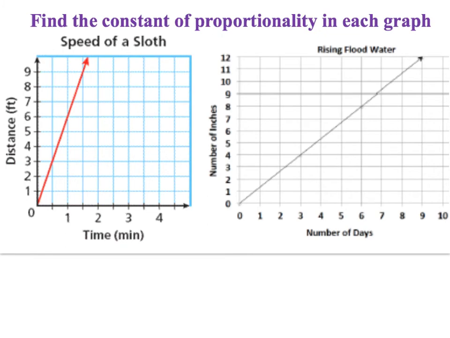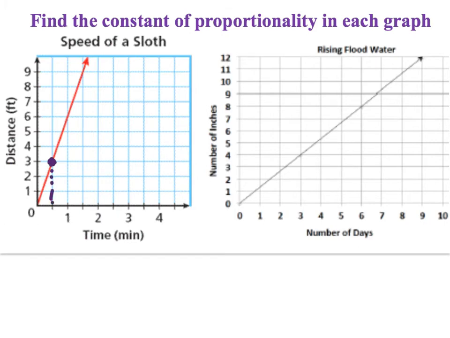Now go ahead and see if you can find the constant of proportionality in the first graph. Pick a clear point and divide. All right, so I see 2 clear points in this graph. The first one I see is right here. So I see that the distance, the number of feet, is 3 feet in every half a minute.